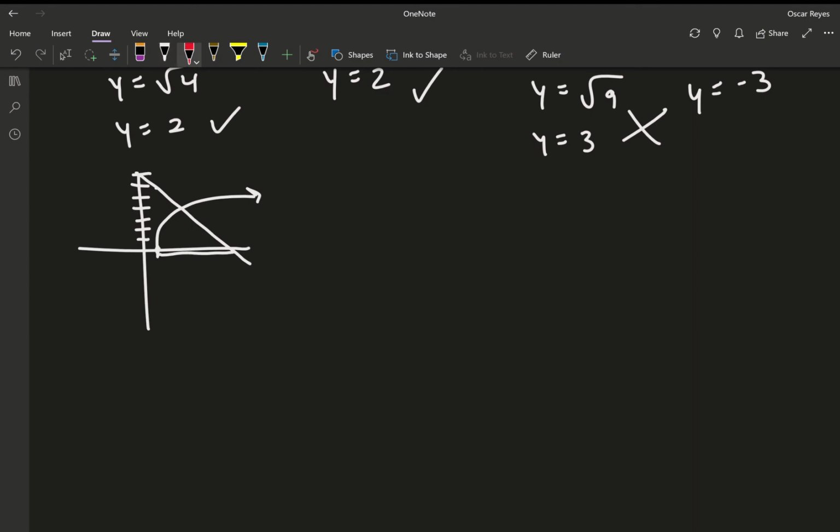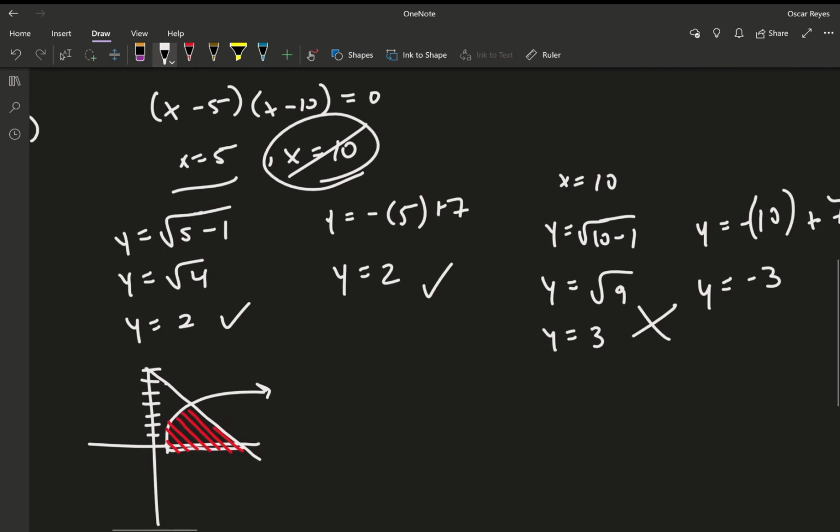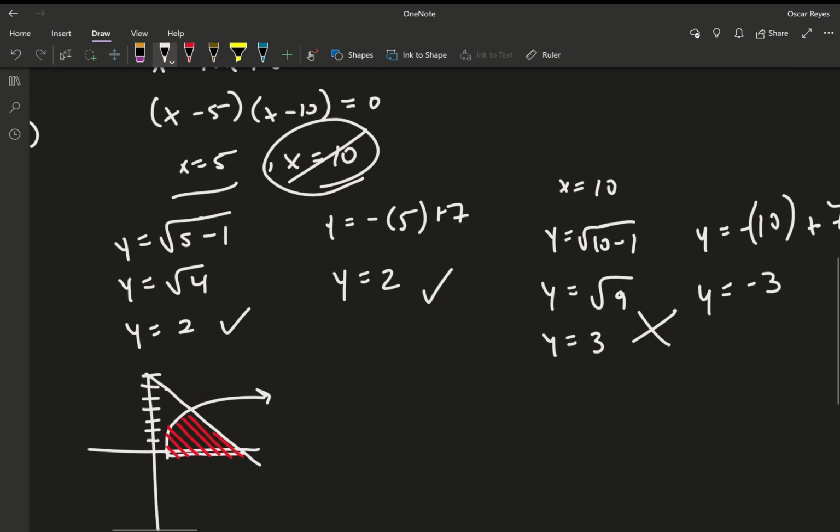So what the question is asking for us is to find this area. But as you can see, the answers that we got were x equals 5 and x equals 10 when they intersect. You can see it intersects here. But as you can see, these two functions, this one and this one, don't intersect anywhere else. Over here would have been 10. Here is 5.